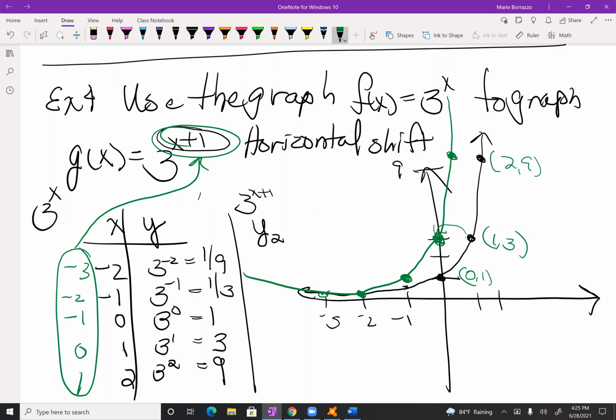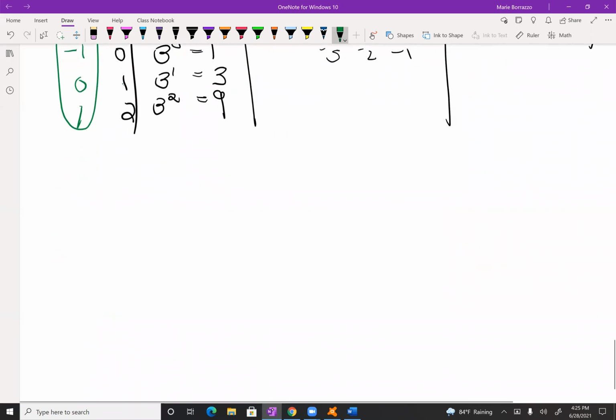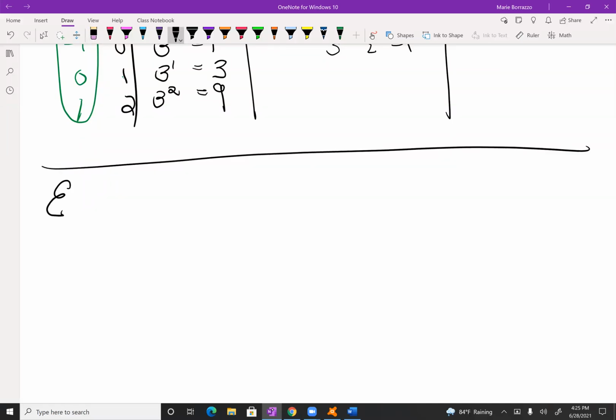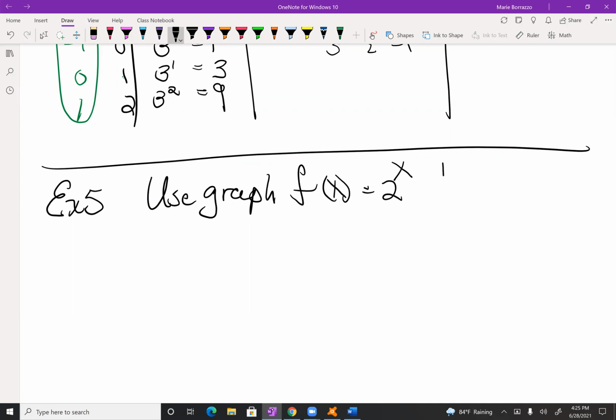Thank you. All right, let's look at example 5. Example 5 is very easy. Example 5 also has to do with transformations. The only catch in example 5 is that it's simply a vertical transformation. So they want us to use the graph where f of x is equal to 2 to the x to obtain the graph.